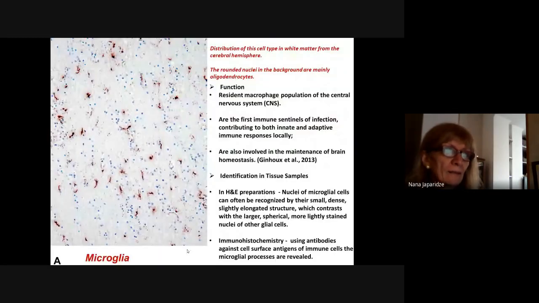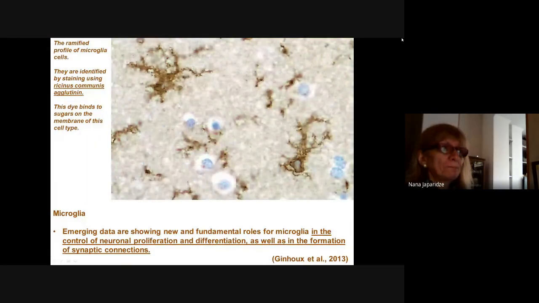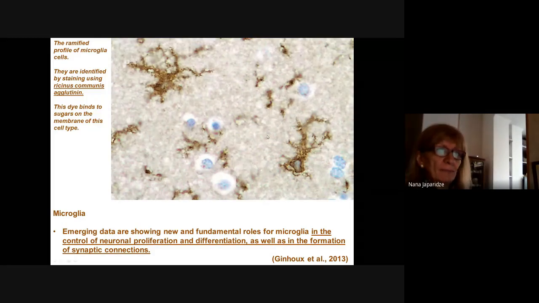Okay, again, microglia stained here. Look at this. And round shaped nuclei are mainly oligodendrocytes. This is quite small magnification. A little bit bigger magnification, you see the microglial cells and oligodendrocytes too.